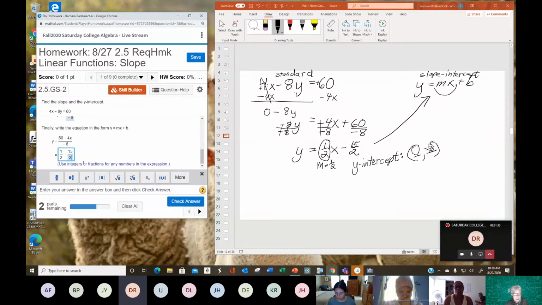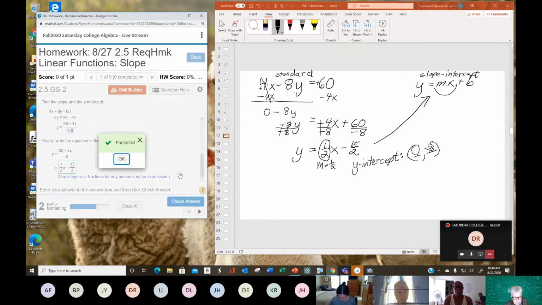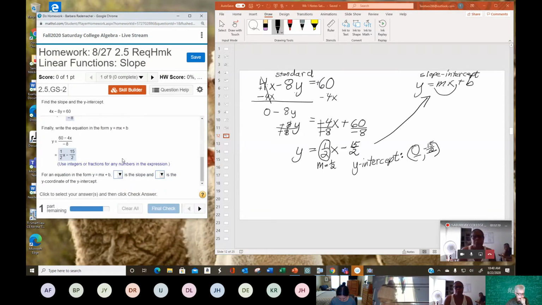Miss Barbara, you forgot the x on the 1 over 2. Oh, right. You're right. Thank you. Why is this giving me such trouble? Why? Minus 15 divided by... it called it right. See what I get for trying to read the mind of the computer.